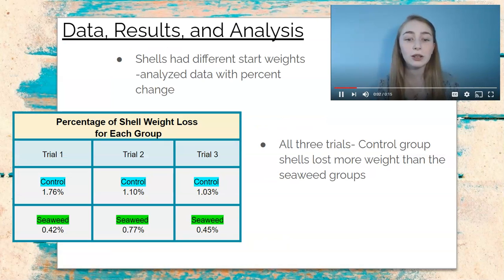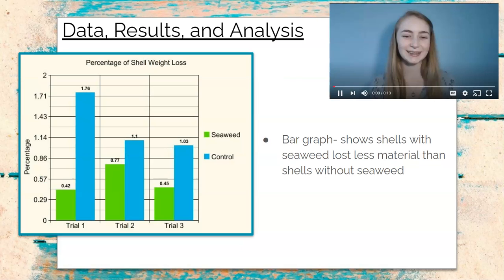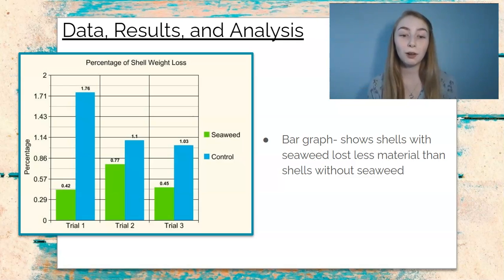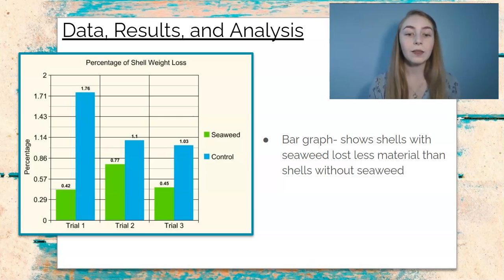Each group of shells started at a different weight, so to compare them more accurately, I used percent of change. In all 3 trials, the control group shells lost more percentage of weight than the seaweed group. This bar graph demonstrates the difference in percentage of weight loss between the control and the seaweed groups. The control group is represented by blue and the seaweed is in green.